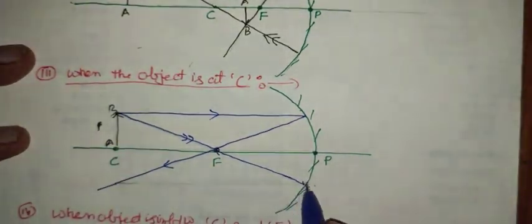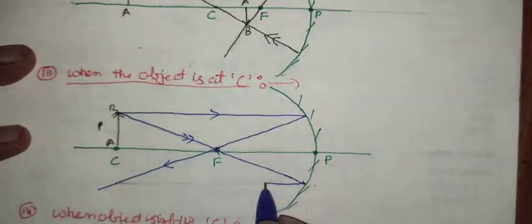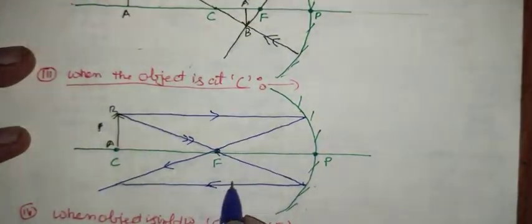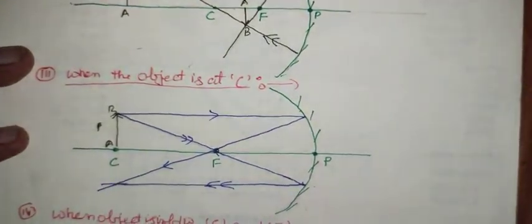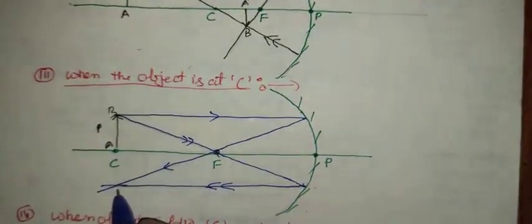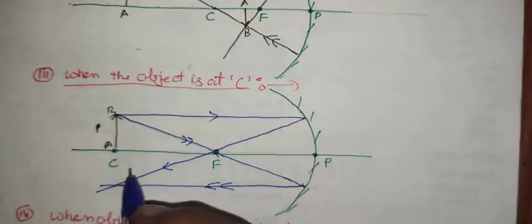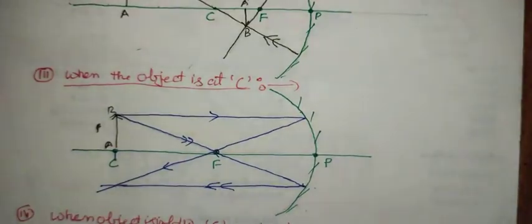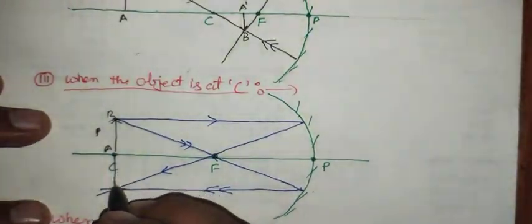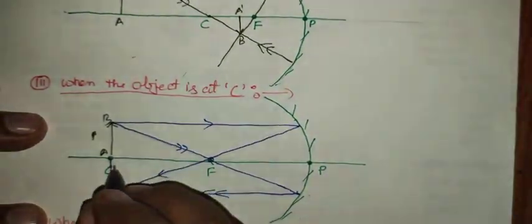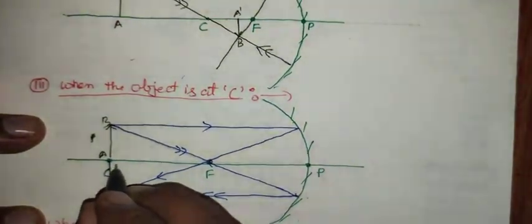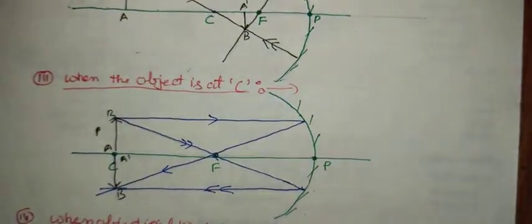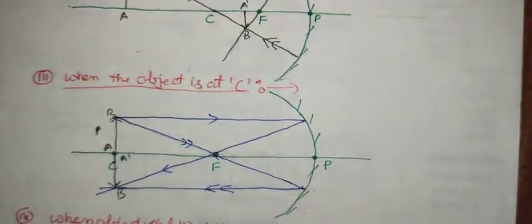When a ray passes through the focus, after reflection it becomes parallel to the principal axis. So the second ray will return in this direction. These two reflected rays meet right here, so the final image will be formed at C only, at the center of curvature C, A dash, B dash. It is the same size and at the same position, real and inverted.